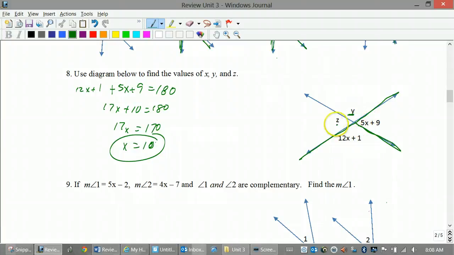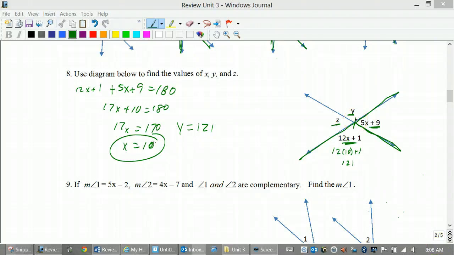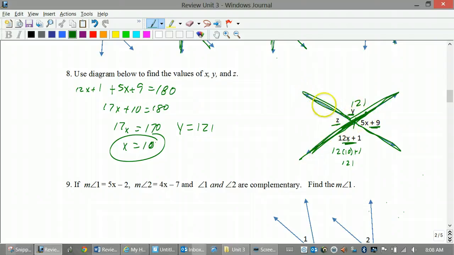The reason why is because eventually we have to find y and z. If we find out what this angle is, we can find out what y is, and if we find out what this one is, we can turn around and find out what z is. So I'm going to put it in here, 12 times 10 plus 1, so it's 121. That means y is also 121, just by the fact that those are vertical angles. Fantastic. And if that's 121, angle y and angle z make a linear pair. So I'm just going to do 180 minus 121, and we're going to have 59. z is going to be equal to 59 degrees.